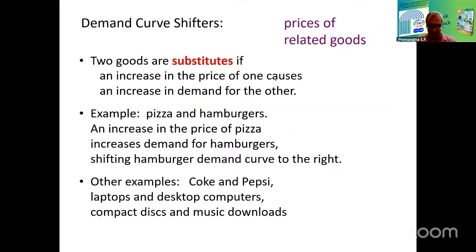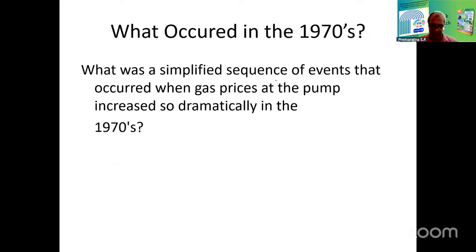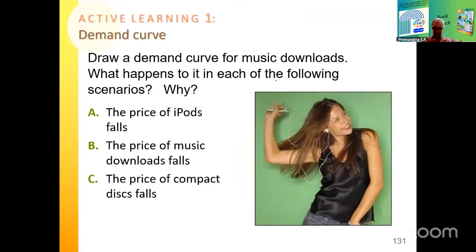In the substitute and the complement also, demand curve shifts in different direction. So many examples, so many cases. Now, take this exercise, and we can stop after this one. Next week, I want to see, now what we have to do in this case, draw a demand curve for music download. The good considered is music download. What happens in each of the following scenarios?